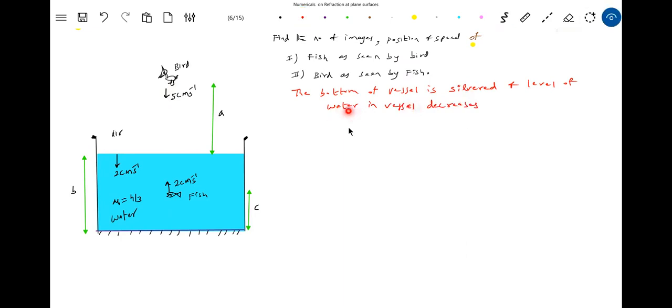Decreases. Okay, first we'll find the speed of the fish as seen by the bird directly. The fish is at a depth b minus c. At what height is the bird? At a distance c.